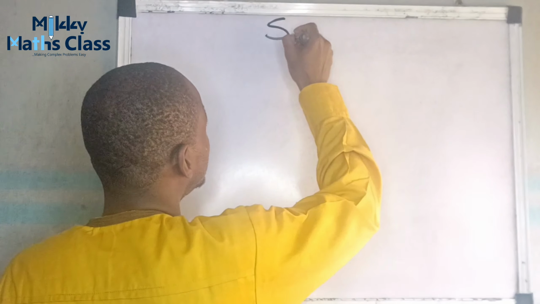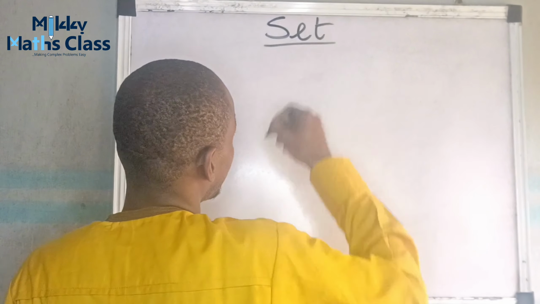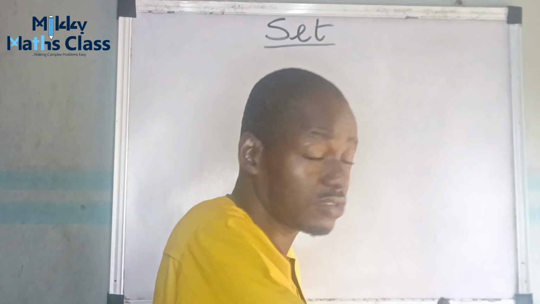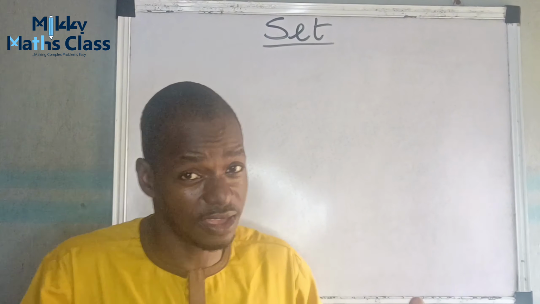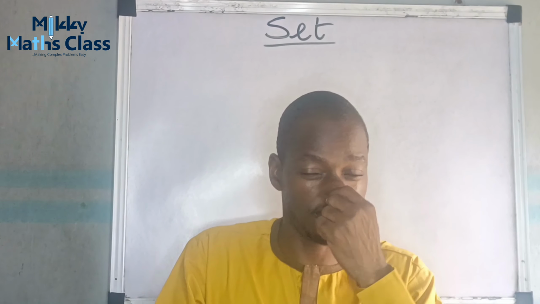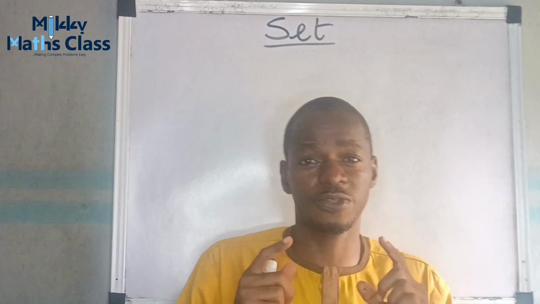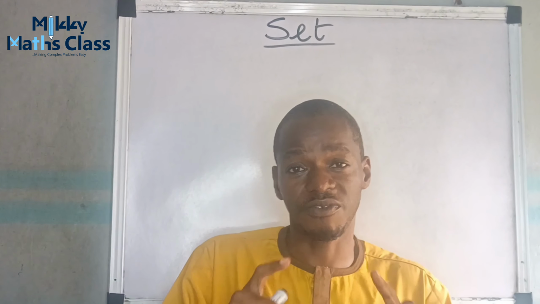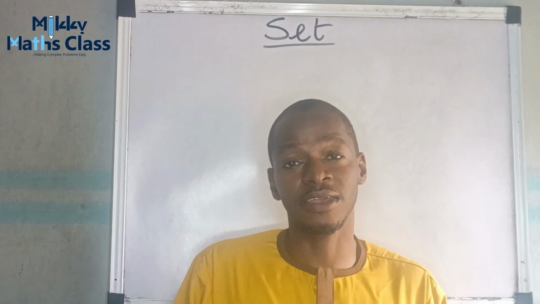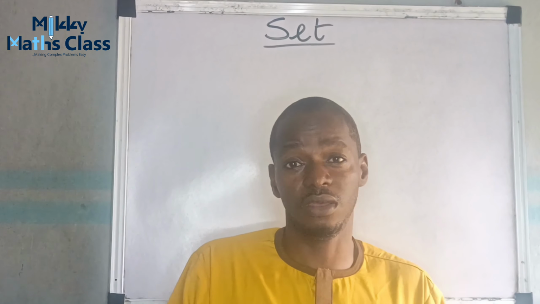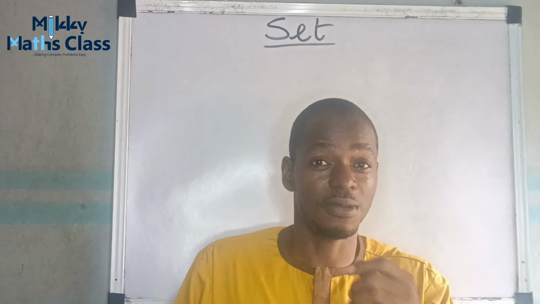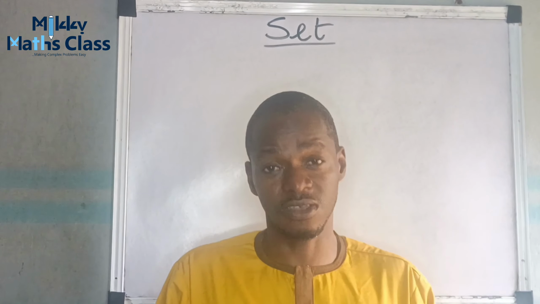We have the set. What is a set in mathematics? A set is a collection of well-defined items. So when you're talking of sets, you're talking of things that you can quantify, that you can classify. For example, a good example of a set is the mathematical set.